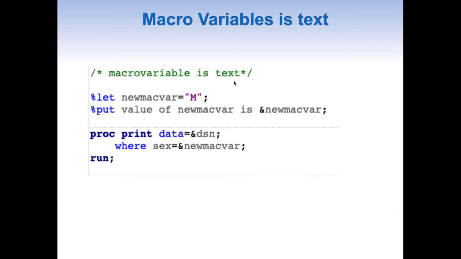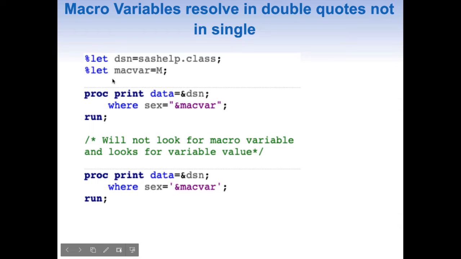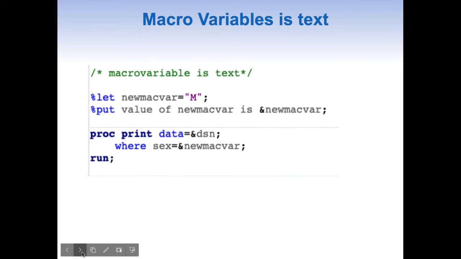Now I would like to emphasize another important concept, that is, a macro variable is text. I might have repeated this so many times, but this is an important point to understand. Previously, we were doing %let macvar = m, and then we put &macvar in double quotes. But if you want the same thing, we really don't have to do that. What we can directly do is define %let newmacvar = "m" with the double quotes, and we can do the same proc print.